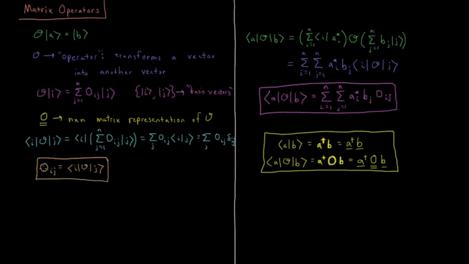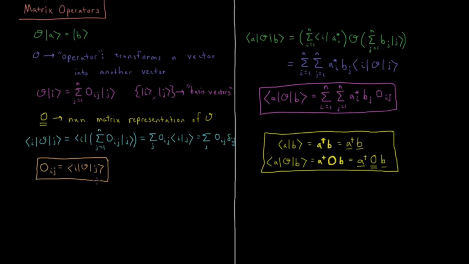So what we get is that the element Oij, the element of the matrix O in the ith row and the jth column, is equal to this type of overlap here. It's the overlap of the operator O acting on j with the bra vector i. Okay, so that's for individual basis set components. So these are our basis vectors i and j.